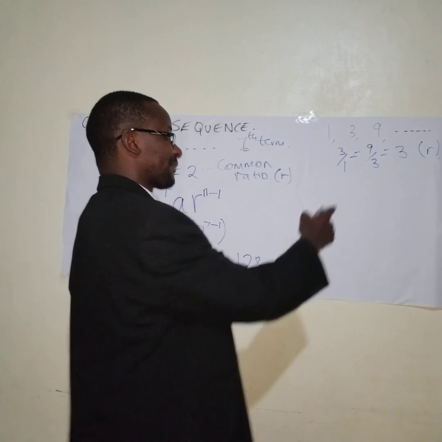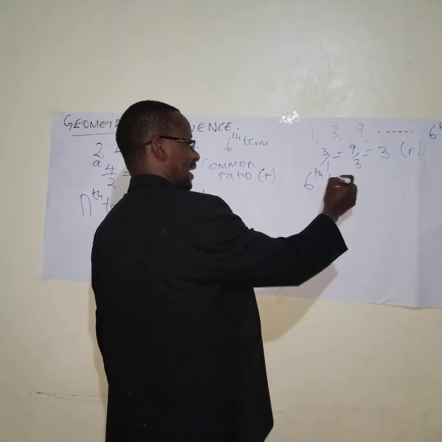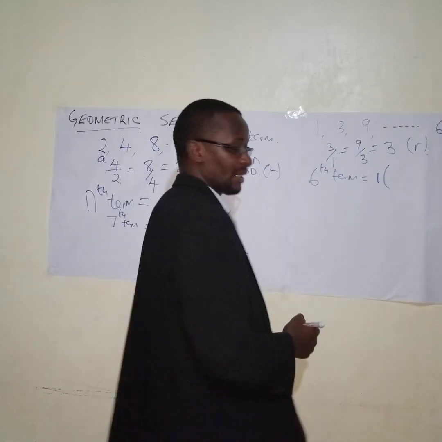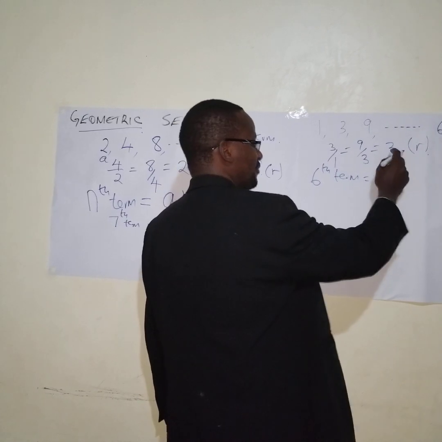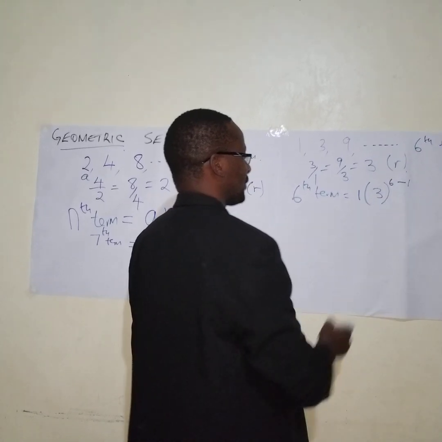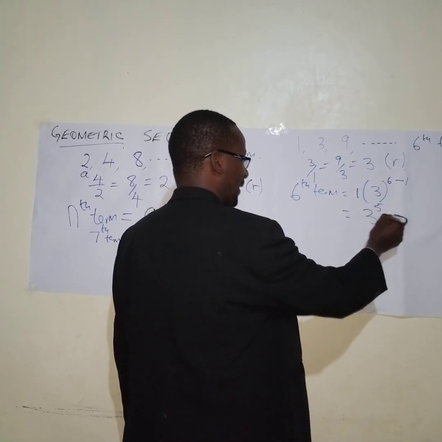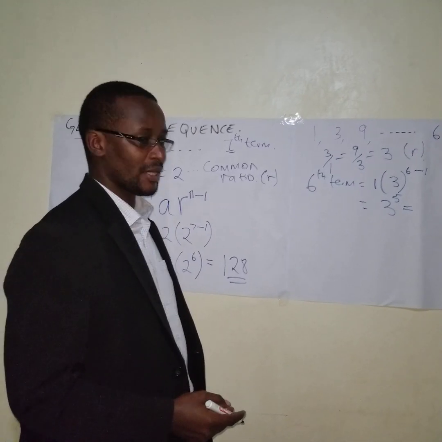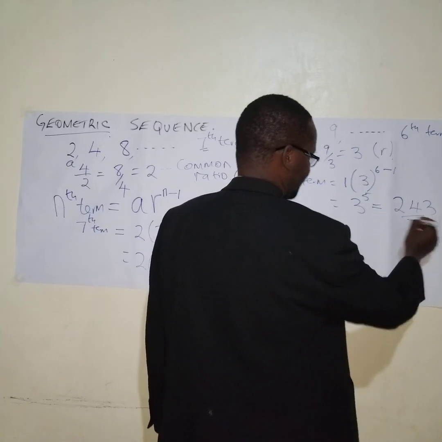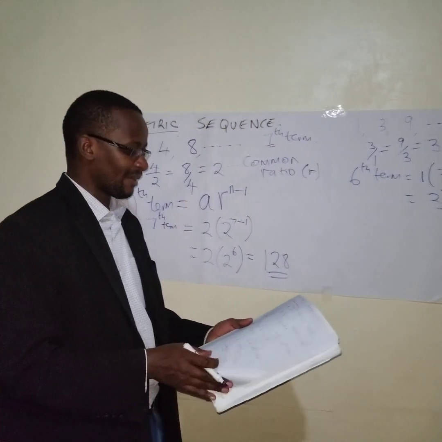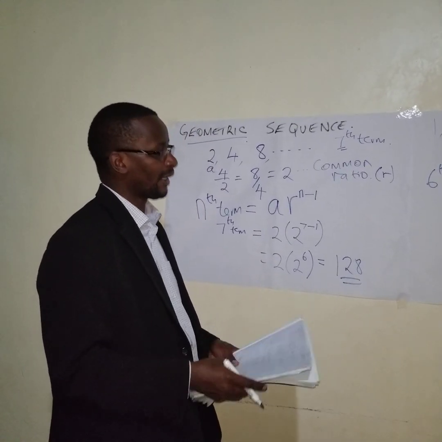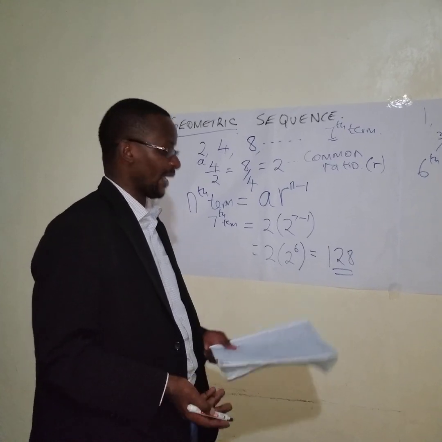So the 6th term, n is 6. So 6th term is equal to a, which is 1, multiplied by r, which is 3, raised to power 6 minus 1. So it is actually 3 raised to power 5. So you can get that from your calculator. Check, I think the answer will be 243. So you can be given that and you can be asked to manipulate that until you are able to move on and get the term that is required.